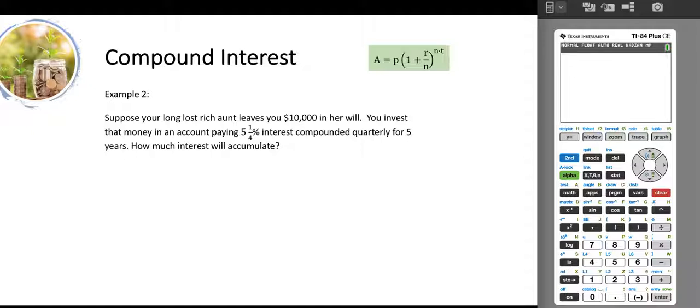Now remember, if we were using the simple interest formula, that's going to take a while. We would have to do it 4 times a year for 5 years. We'd have to do 20 calculations. Nobody wants to do that. So we're going to use the formula.